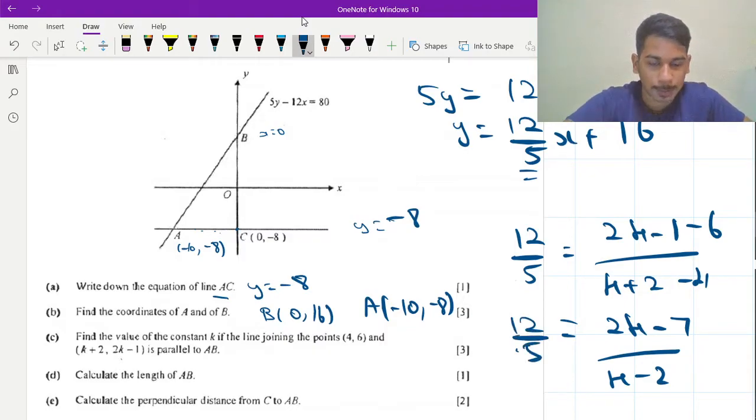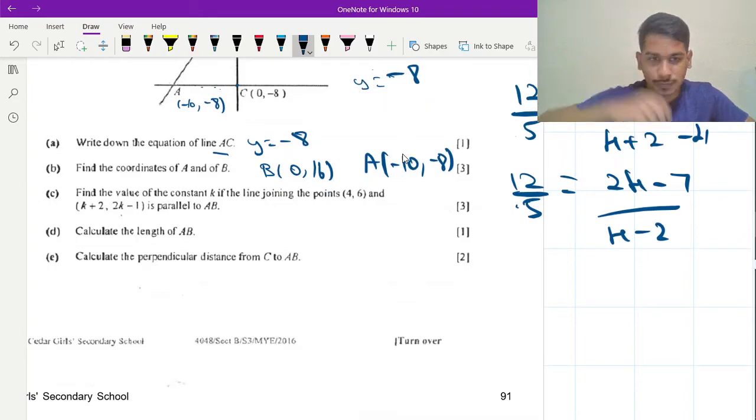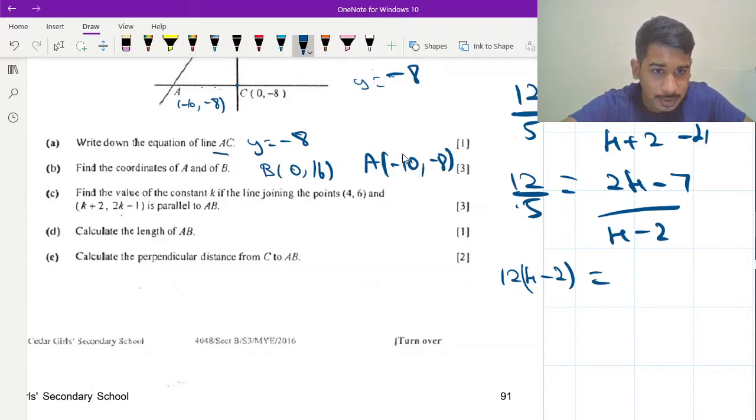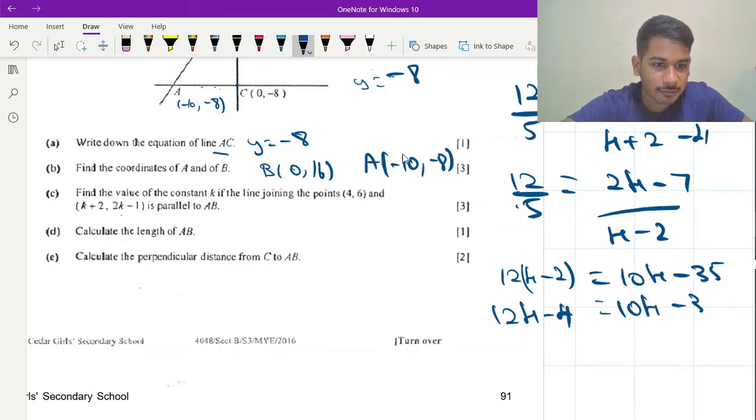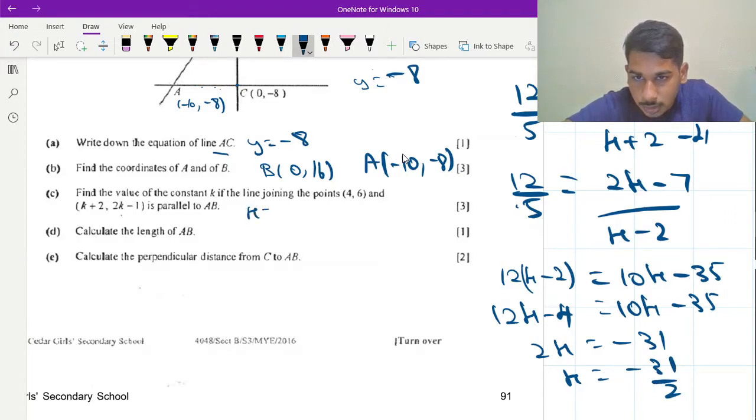12 over 5. Times 5 to both sides, times k minus 2 to both sides. So it's going to be 12 times k minus 2 is equal to 10k minus 35. 12k minus 24... 12k minus 4 is equal to 10k minus 35. So 2k is equal to -35 plus 4, which is -31. So k is equal to -31 divided by 2. Okay, so again, erase everything.